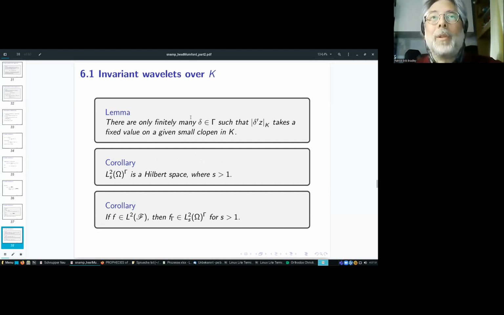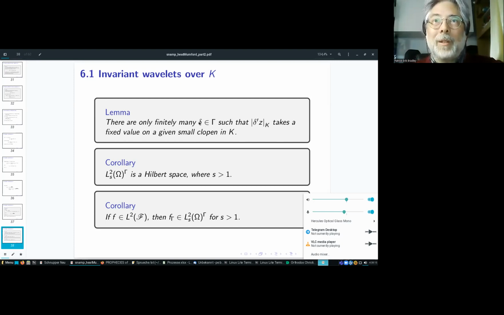functions. A technical lemma which assures that you have a Hilbert space is that there are only finitely many Möbius transformations inside gamma such that the absolute value of the derivative gamma prime acting on z takes a fixed value on a given small closed open set in K. The reason is that gamma is a discrete group, so there are only finitely many such gamma, and with this you can prove that this construction gives you a Hilbert space if s is greater than 1. Also, if you have a usual L2 function on your fundamental domain F, and then you extend it periodically, then you will get a gamma invariant Hilbert L2 function for this s greater than 1 by this extension method.